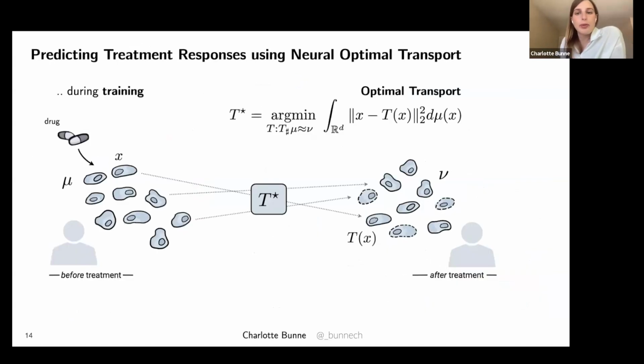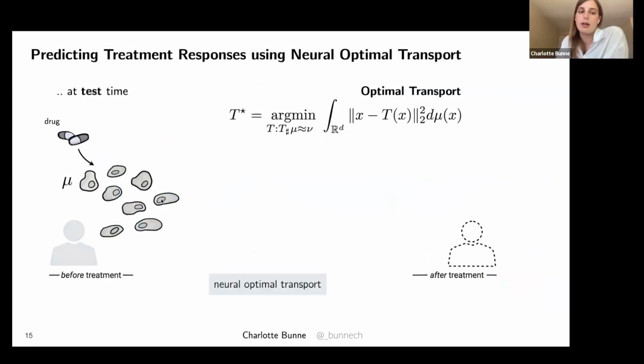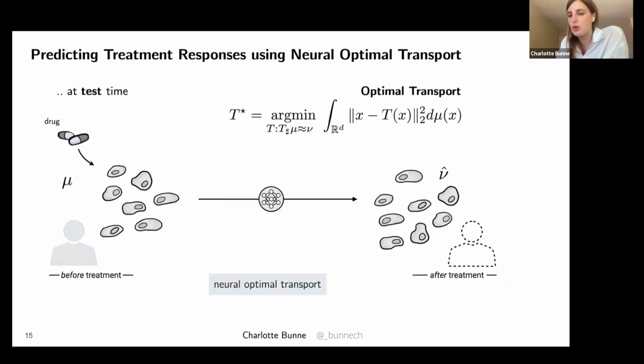So what do we want to do now? We want to parameterize this map such that it corresponds to a map that we would receive when solving an optimal transport problem. And we want to do so with a neural network. So then if a new patient comes in, we can predict for unseen, new cells how they would potentially respond to a treatment we apply.